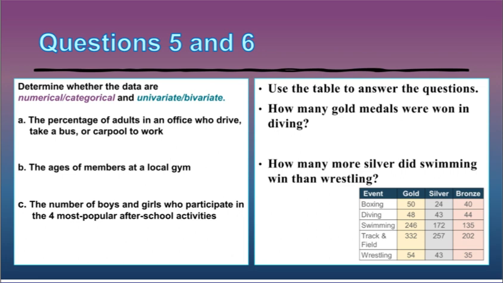Question 5. Determine whether the data are numerical or categorical, and then if it's univariate or bivariate. Letter A, the percentage of adults in an office who drive, take the bus, or carpool to work. Because I have different categories that I'm comparing the adults to, that would be categorical. And I only have one variable, how they get to work. So this would be univariate.